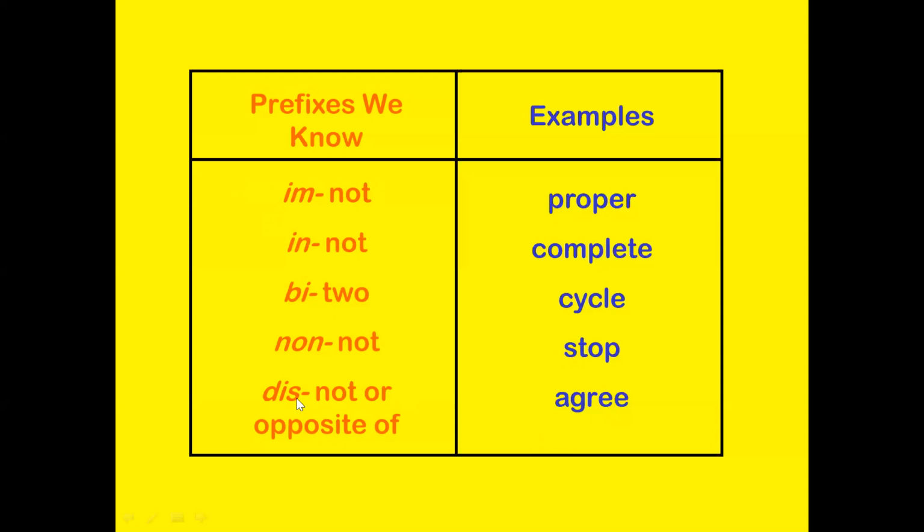The prefix dis. Now, if I add it with agree, agree means to accept something. But if I add dis with it, then it would turn disagree, and it would mean not acceptable. So we can say the words with prefixes like improper, incomplete, bicycle, non-stop, disagree.